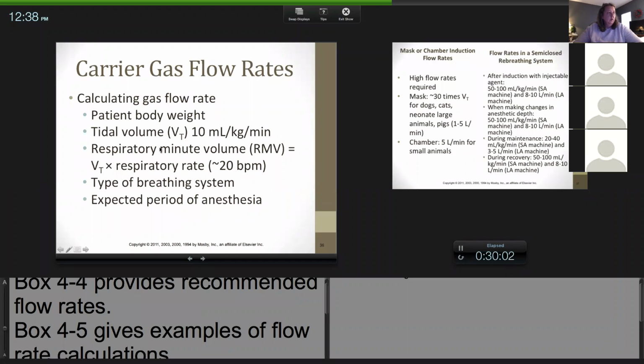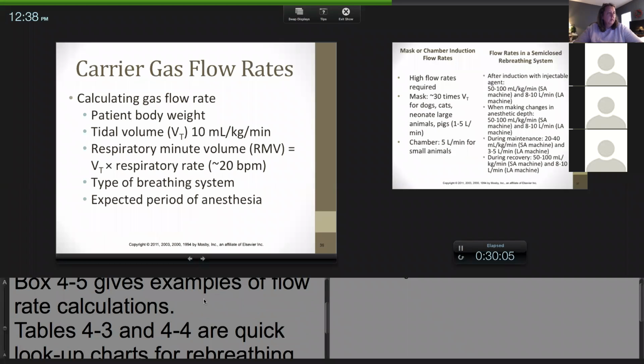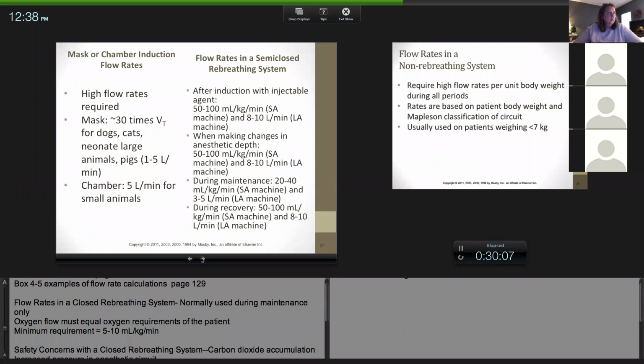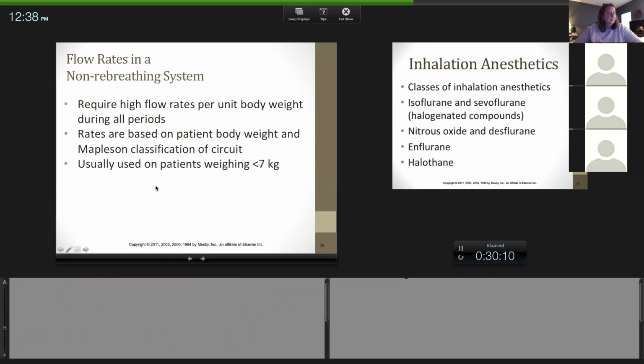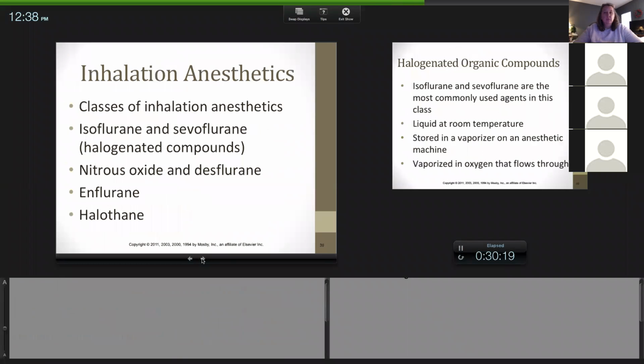We're not going over the flow rates for the systems. All I want you to know is a non-rebreathing system requires higher oxygen flow rates. This is a wonderful question to ask if you're a teacher: why is the flow rate higher with a non-rebreathing system? One, to ensure flow of gases in the proper direction. Two, to push exhaled gases out of the system because you are not having CO2 absorption.